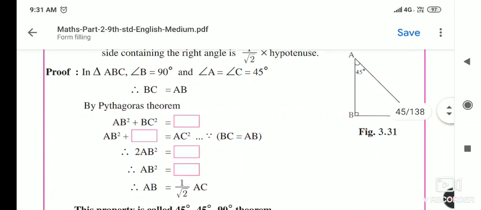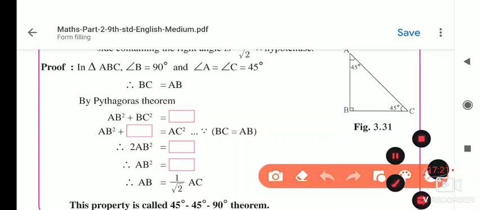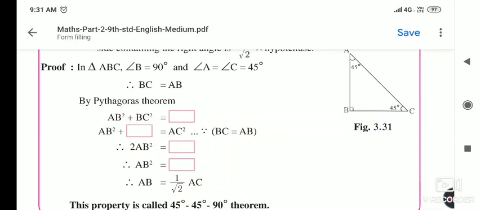If you see here in the figure, we have to notice that these angles are 45, 45. So AB is equal to BC because it is an isosceles triangle and its base angles are congruent to each other. Okay. So here in the given, in triangle ABC, B is equal to 90 degree, A is equal to C is equal to 45 degree, and BC is equal to AB.